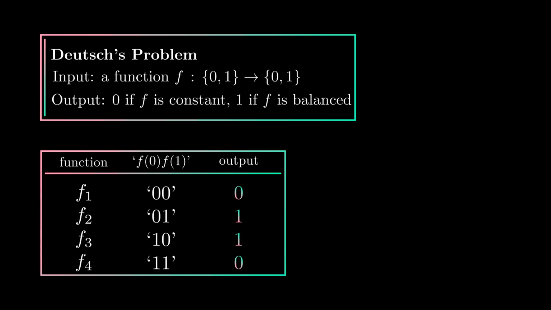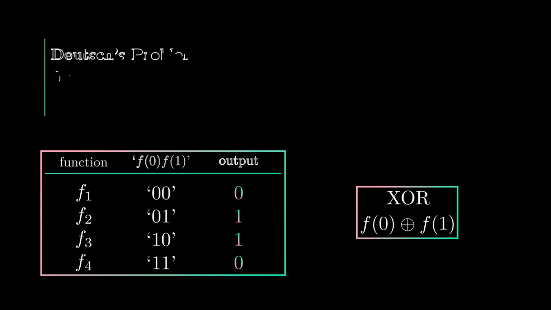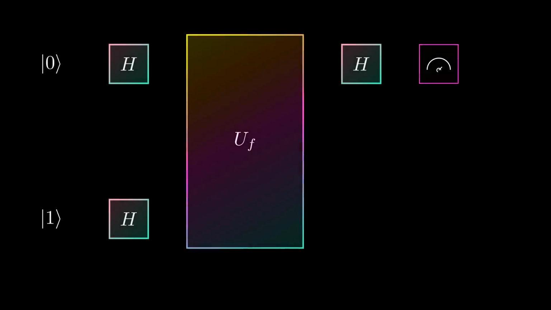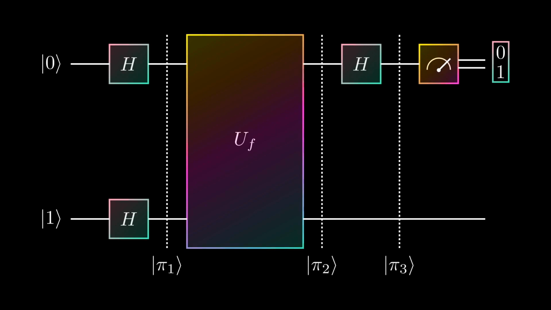In classical terminology, it computes the XOR of f of 0 with f of 1. This is the quantum circuit that solves Deutsch's problem. To analyze this algorithm, we will trace through the action of the circuit and identify the states of the qubits at 3 separate locations.